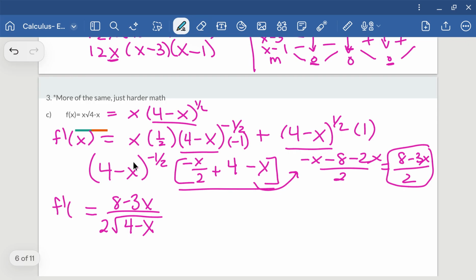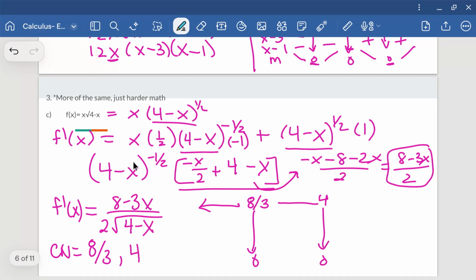So that's my derivative. Then I want to set each of my factors equal to 0. I would say my critical numbers here, what makes everything 0, would be 8 over 3, and it would also be 4. So moving on from here, just looking now at our number line once again, you would have 8 over 3 as one of your values that would give you 0 for the slope, and you would have the number 4 as one of your values that would give you 0 for the slope.